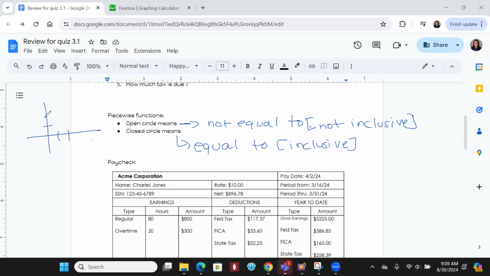For instance, if I had this little graph, and we learned yesterday about piecewise, got a dot here, open circle here, dot here. At x equals 2, what is the y value? At x equals 2, what's the y value? 3. Why is it 3 and not 1?